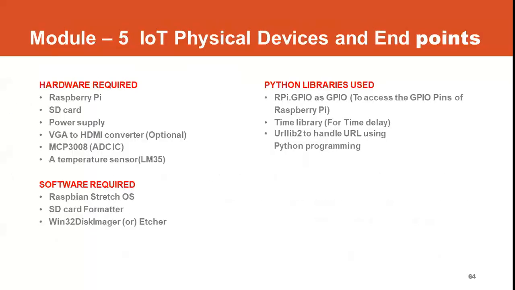In order to develop such a temperature monitoring system, we need the hardware: obviously a Raspberry Pi, an SD card for storage purposes, and a power supply. If you want to have a display or monitor on the Raspberry board itself, then we need a VGA to HDMI converter. Then we need the MCP3008 analog to digital converter IC. Then we need the temperature sensor, that is the LM35.